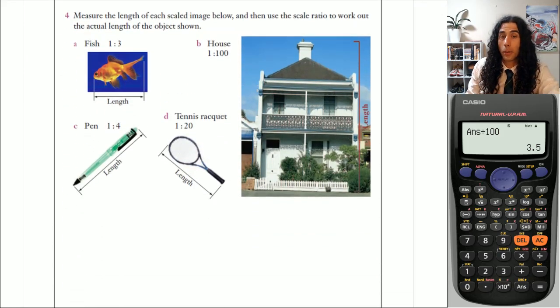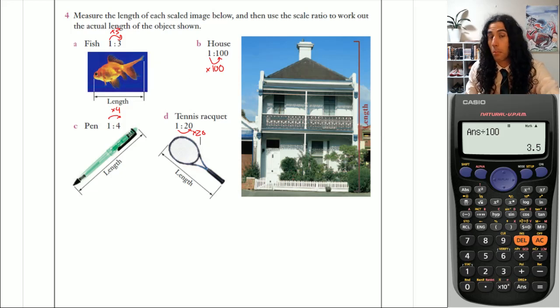All right. So now we've got some where you measure the length of the scaled image, and then use the scale ratio to work out the actual length. So the big things to look for: from 1 to 3, the actual is 3 times bigger. Here, the house is 100 times bigger, and so on with the other ones. The actual is 4 times bigger, 20 times bigger. For these ones, measure it, multiply. I won't give you answers for those.